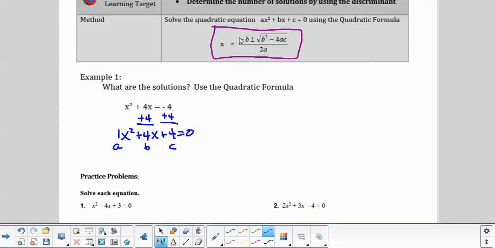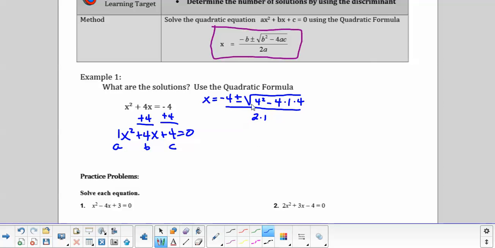Plugging into the formula, I have x equals negative b, so I write negative 4, plus or minus the square root, b squared, b is still 4, minus 4ac, so 4 times 1 times 4, all over 2 times a.